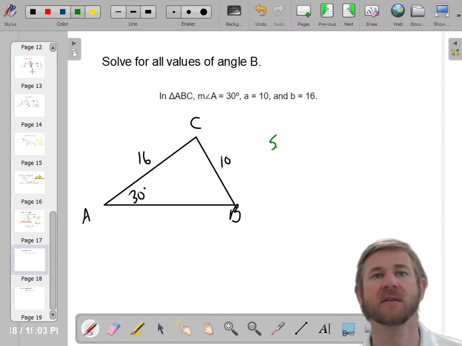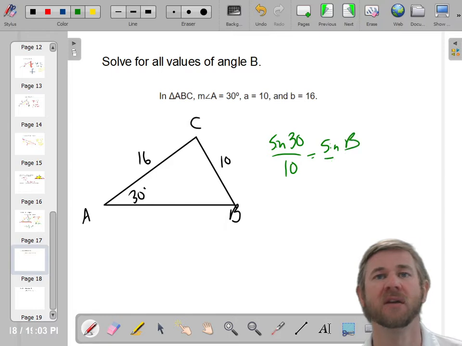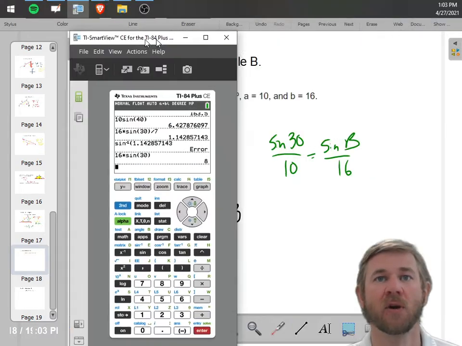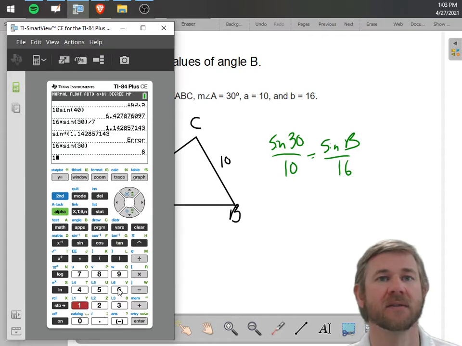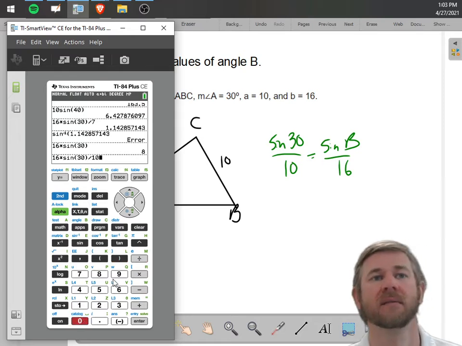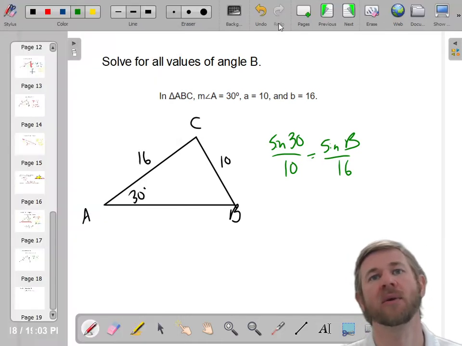We'll write our equation. The sine of 30 over 10 is the sine of B over 16. And now to solve that for the sine of B, I will multiply both sides by 16. So 16 times the sine of 30 is 8. 8 divided by 10 is 0.8. Sine of B is 0.8.